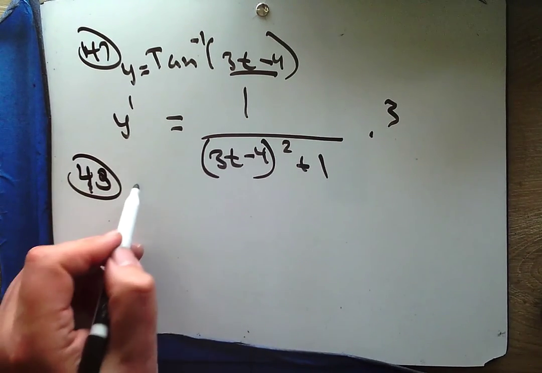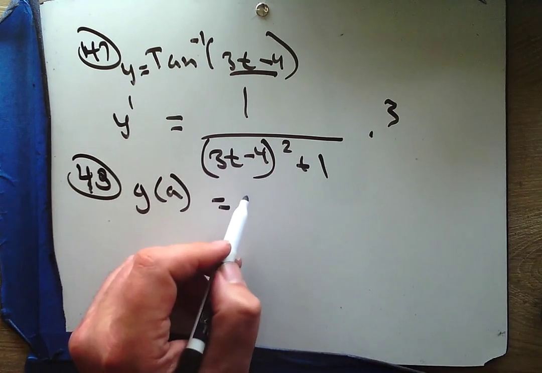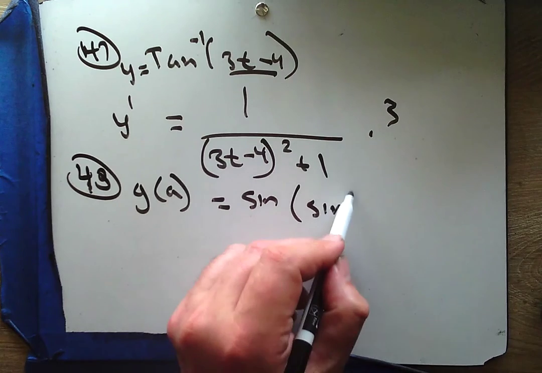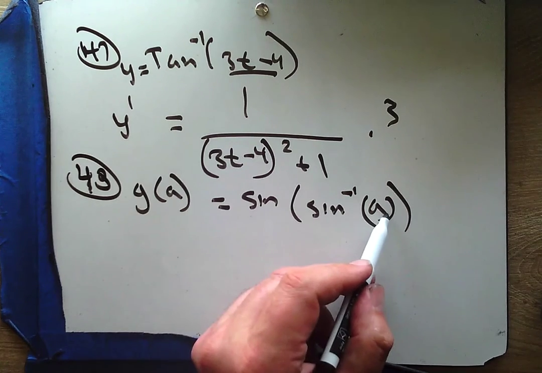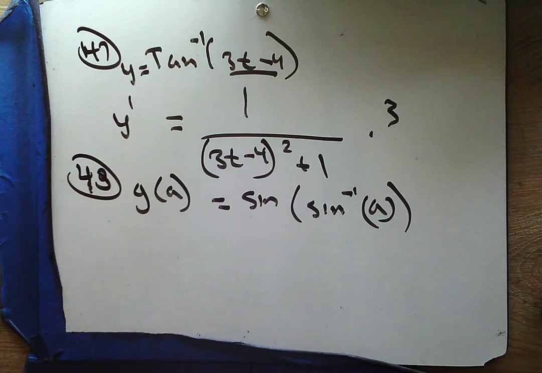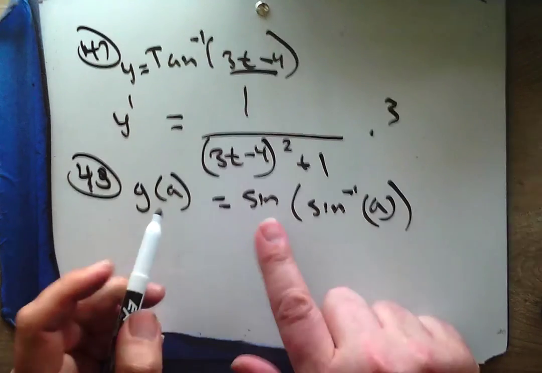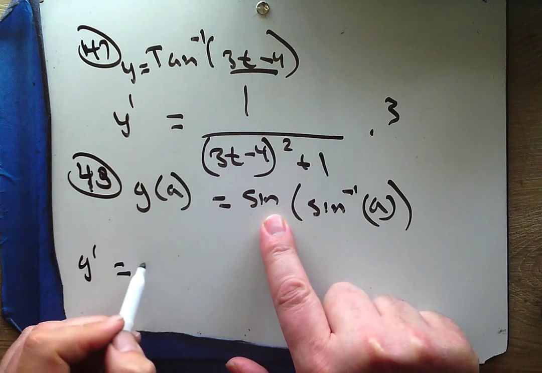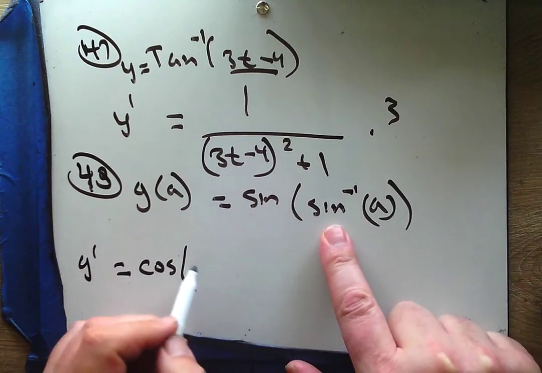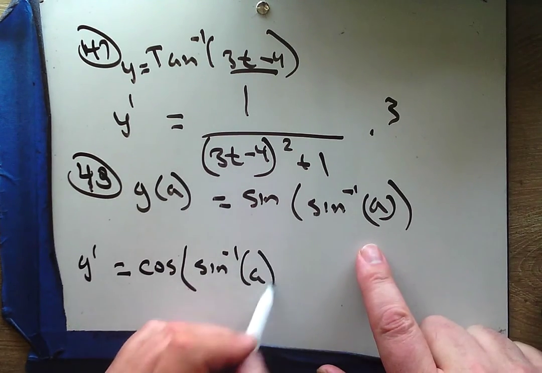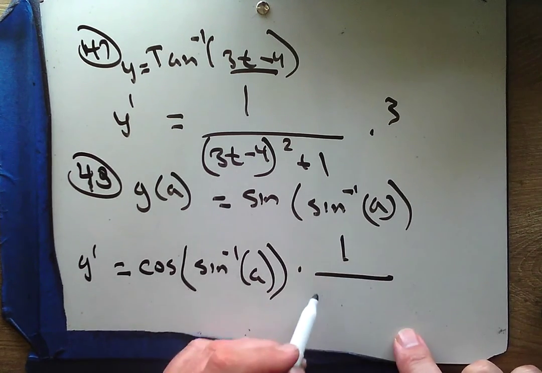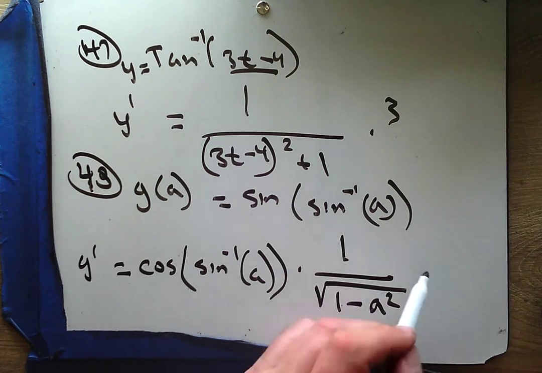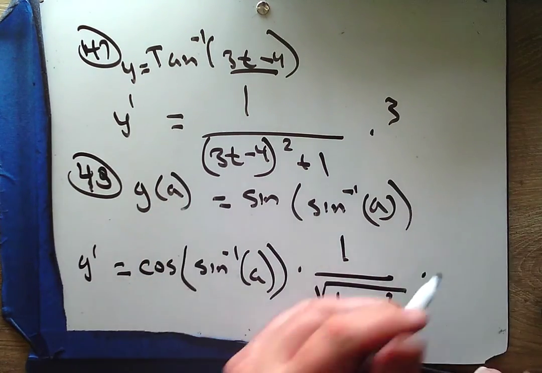48, g of alpha is sine of inverse sine of alpha. Can't we just cancel those and then say g is alpha, and so g prime equals 1? But I guess we're going to go with the long one. So g prime equals derivative of sine, which is cosine, and then here we have inverse sine of alpha, times the derivative of inverse sine, which is 1 over square root of 1 minus stuff squared, times the derivative of alpha with respect to alpha, which is 1.